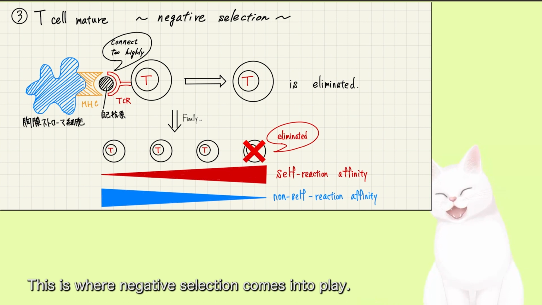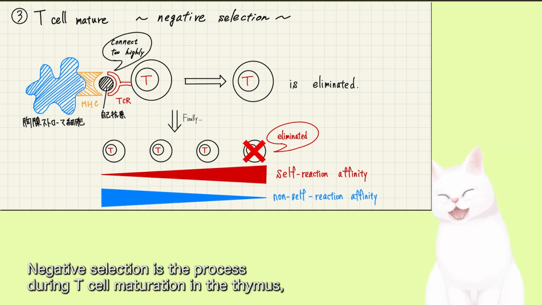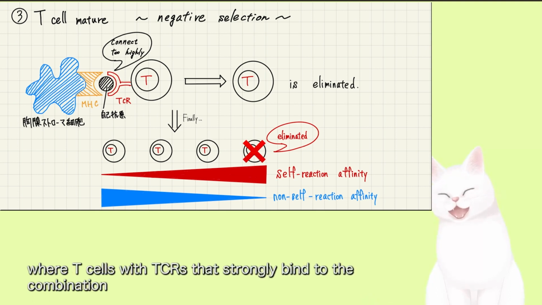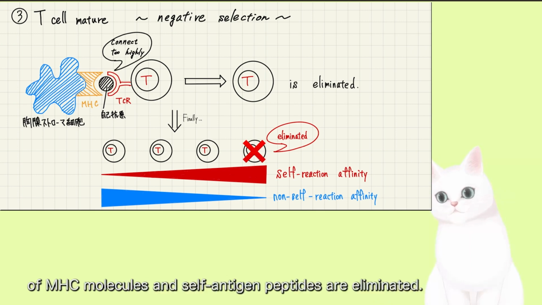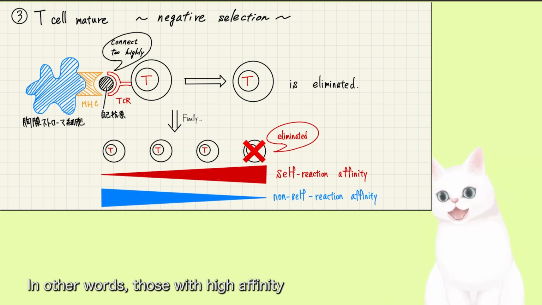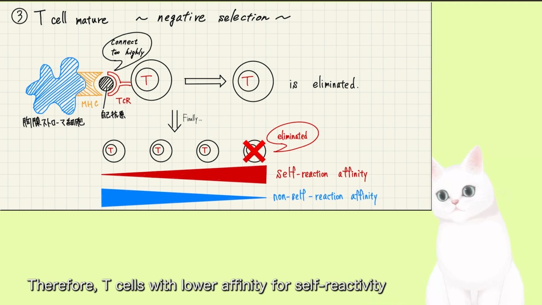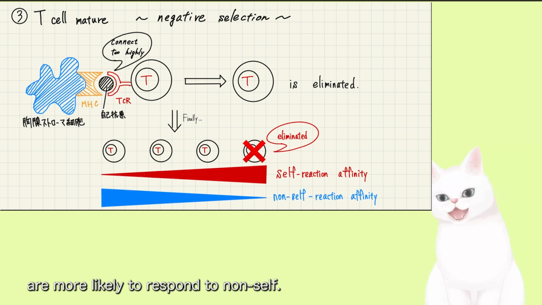This is where negative selection comes into play. Negative selection is a process during T cell maturation in the thymus, where T cells with TCRs that strongly bind to the combination of MHC molecules and self-antigen peptides are eliminated. In other words, those with high affinity for self-reactivity are removed. Therefore, T cells with lower affinity for self-reactivity are more likely to respond to non-self.